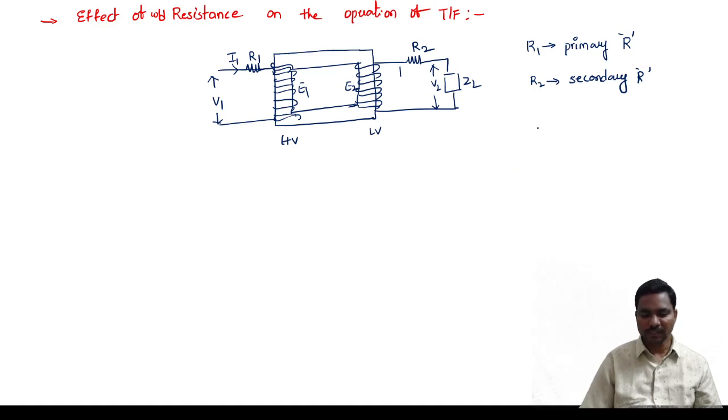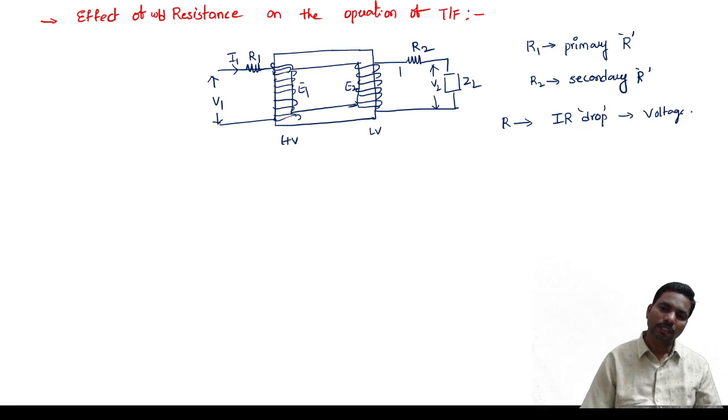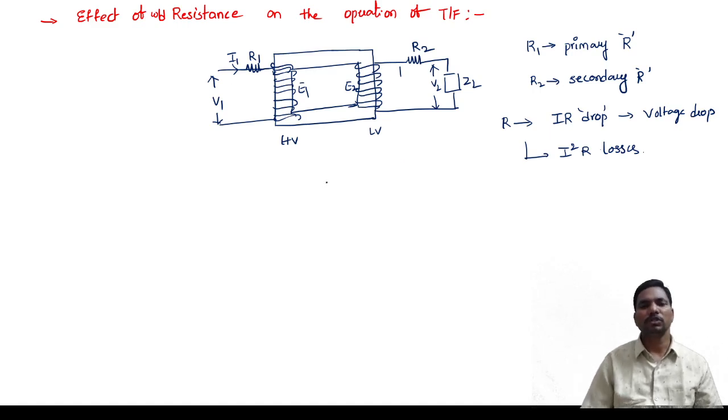So due to resistance, what will happen? We may have a voltage drop, the IR drop. And what about another? We may also get I square R losses. If it is an ideal transformer, we can consider R1 is equal to R2 is equal to 0, no winding resistances.